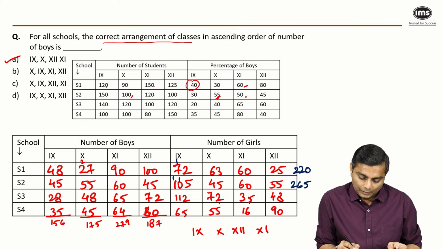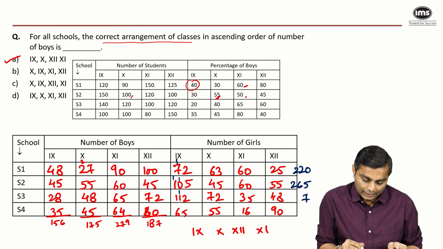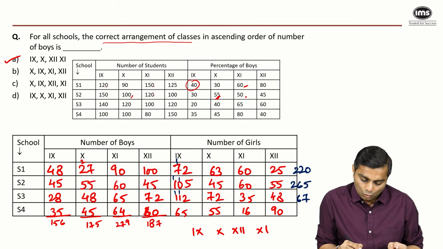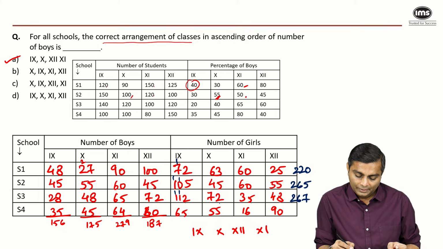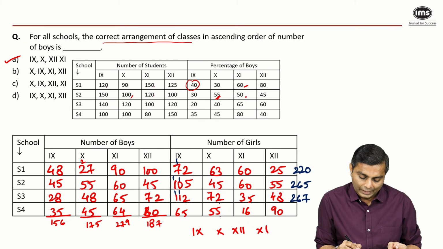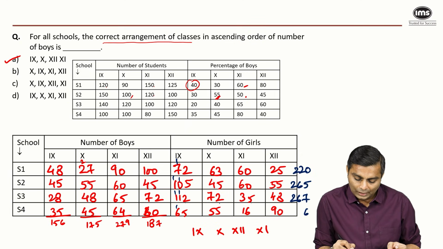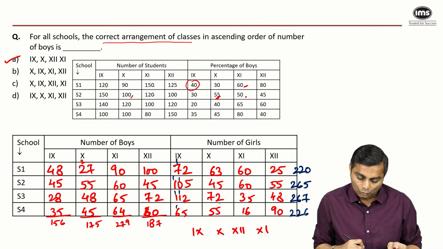2 plus 2, 4 plus 5, 9, 9 plus 8, 17 with 1 carry. So 2 and 7, 9, 9 and 3, 12, 12 and 4, 16 with another 1 carry. So 2, yes, 267. And finally 5 and 5, 10, 10 and 6, 16. So 1 carry. 7, 7 and 5, 12, 12 and 1, 13, 13 and 9, 22, 226.